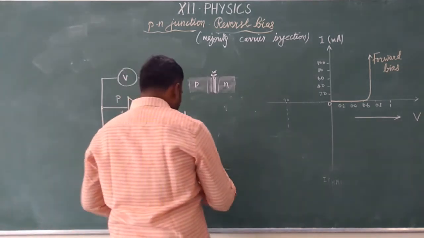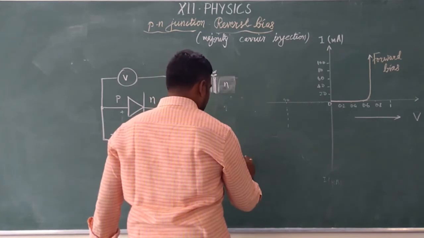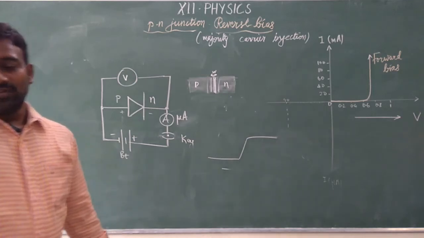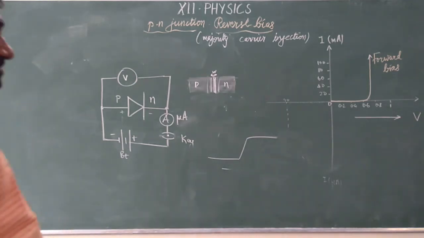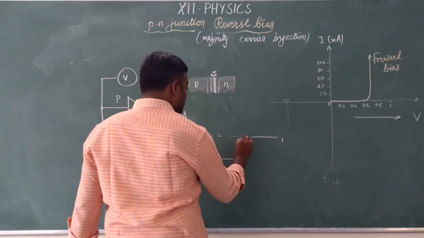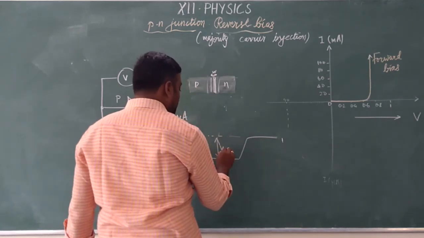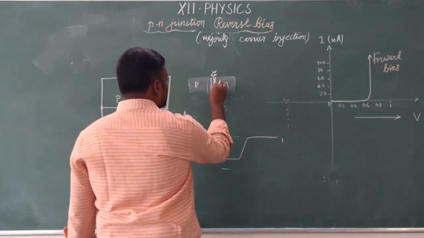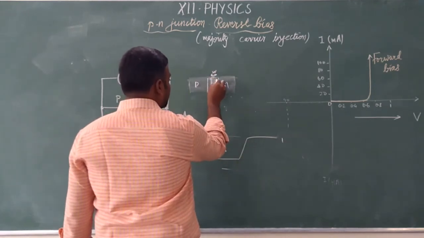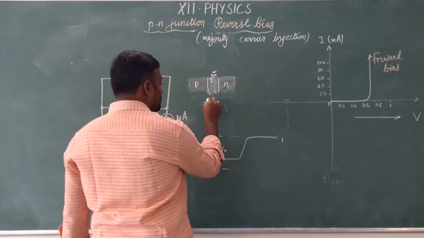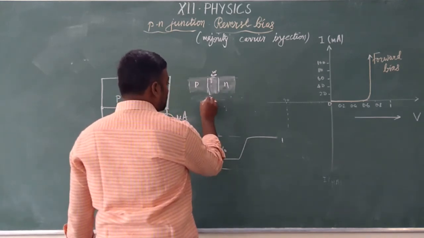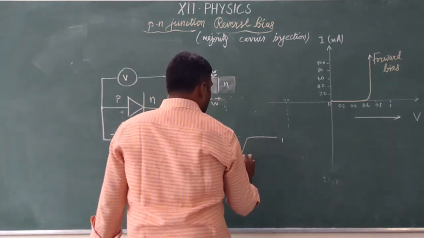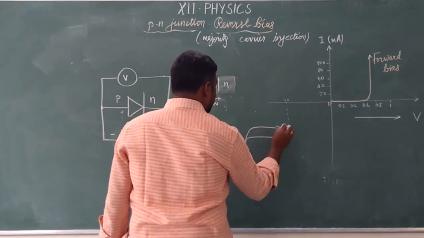You notice this is the initial case. But now what will happen? This is the initial case of the barrier potential. The width is increased. So this is the initial width. By applying the external voltage, the width is increased. In the first case, the width is reduced; now the width of the depletion layer is increased by giving the external potential. This is for the second case.